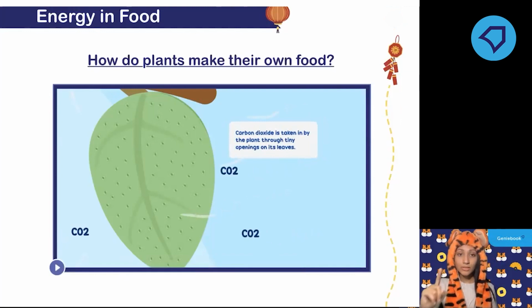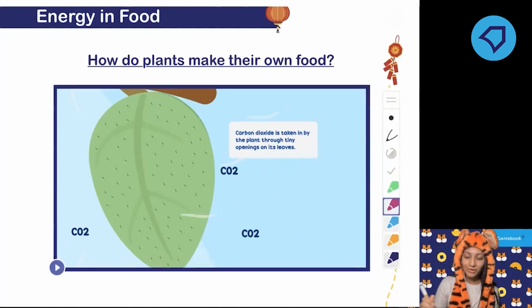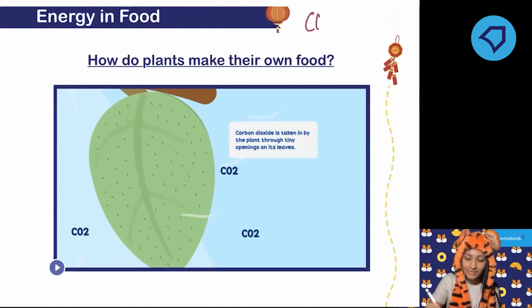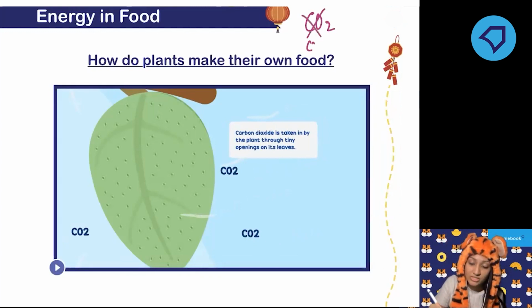So take note, this is an exam tip. I know some of you have this bad habit. You just write CO2 inside your answer. Most of the time, they will not accept it. They will expect you to spell it out.